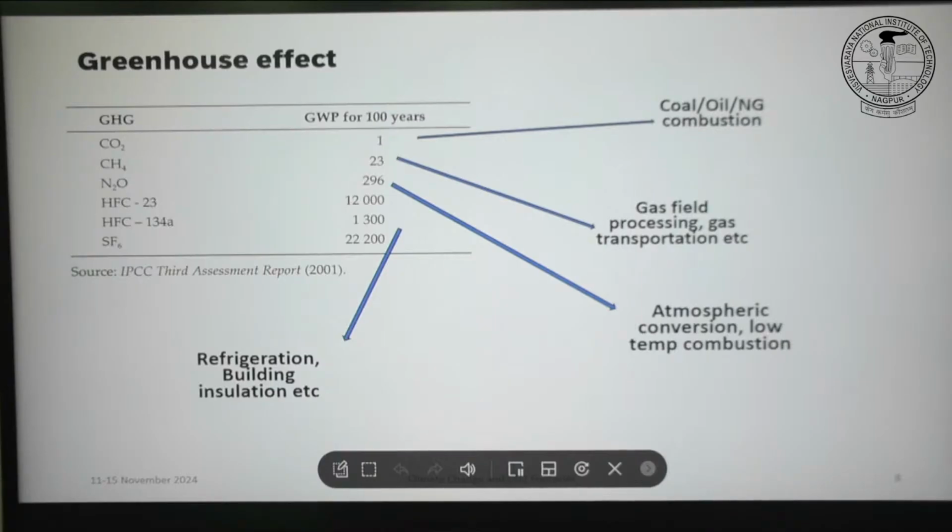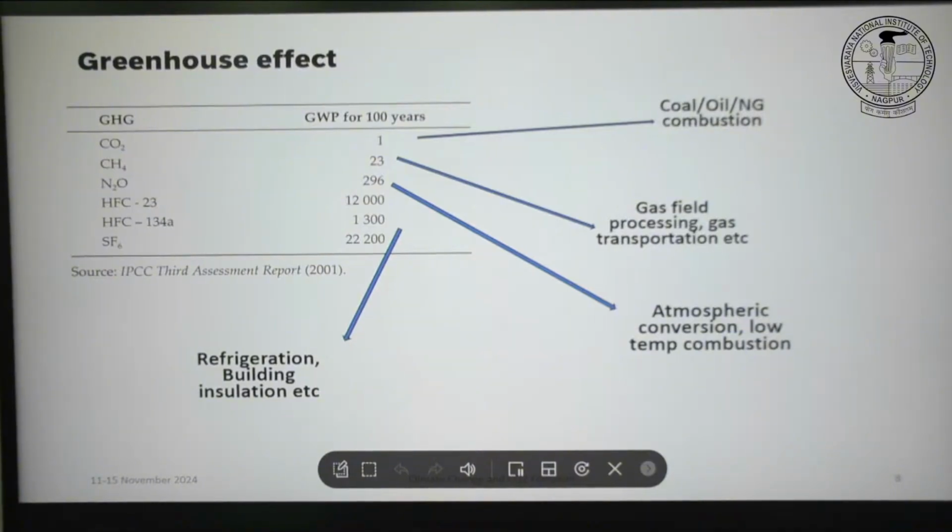Compared to CO2, the amount of N2O, NOx would be not even a million, a factor of 10 to the power 4. But the global warming potential of N2O is 296, almost 300. It's 300 times more severe than CO2 is.